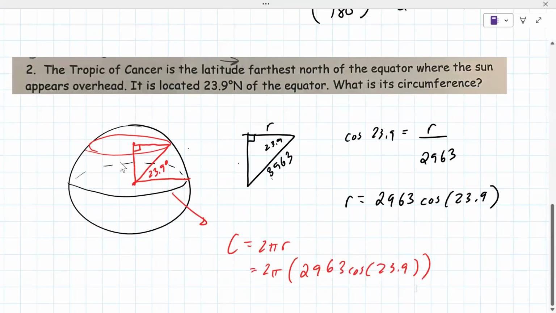Maybe this picture is more helpful than what you saw in class? Yeah, that helps a lot, seeing it in 3D. Because I was confused on what it meant by it's located 23.9 degrees of the equator.